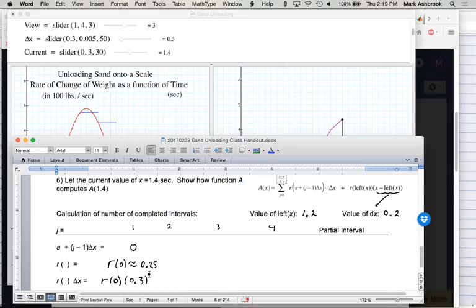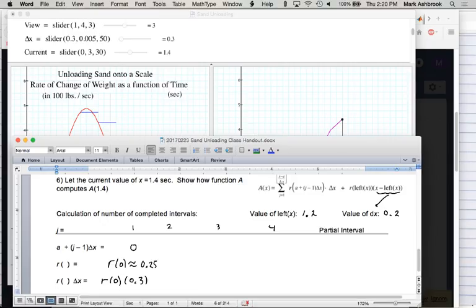We multiply those together, right? And we're going to get what? 0.3 times 0.25. Is that 0.075? What does that number mean? 0.075. Exact or approximate? It's the approximate amount of accumulation for the first completed interval, right? Rate times change in x.